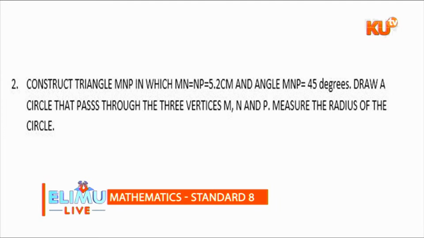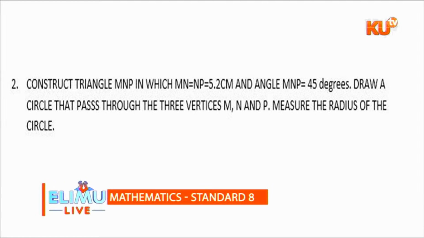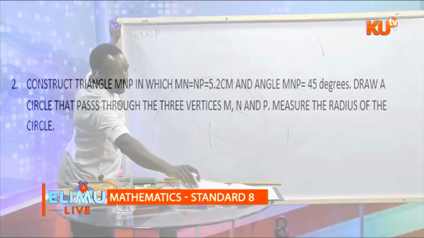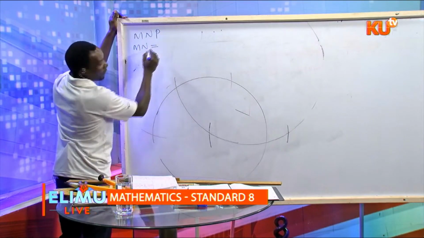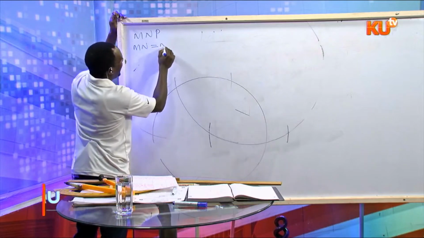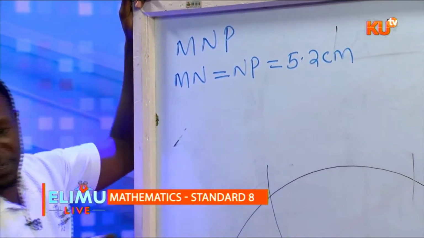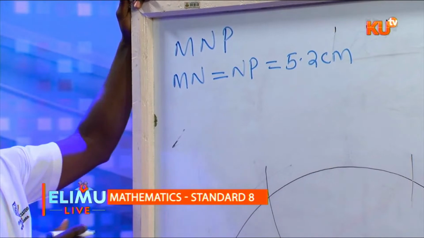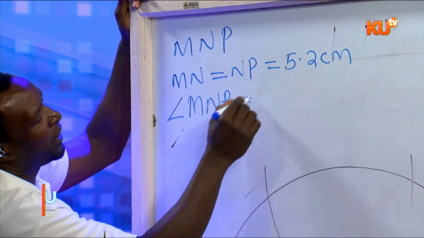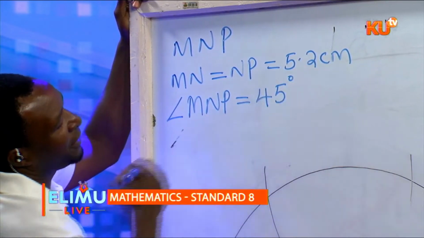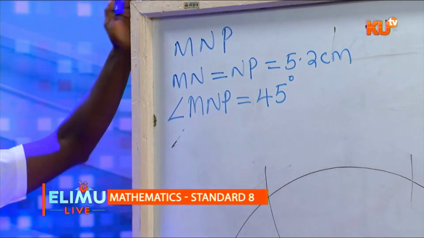We have our triangle M, N, P. That is the triangle, in which MN is equal to NP is equal to 5.2 centimeters, and angle MNP is equal to 45 degrees. Draw a circle that passes through the three vertices.